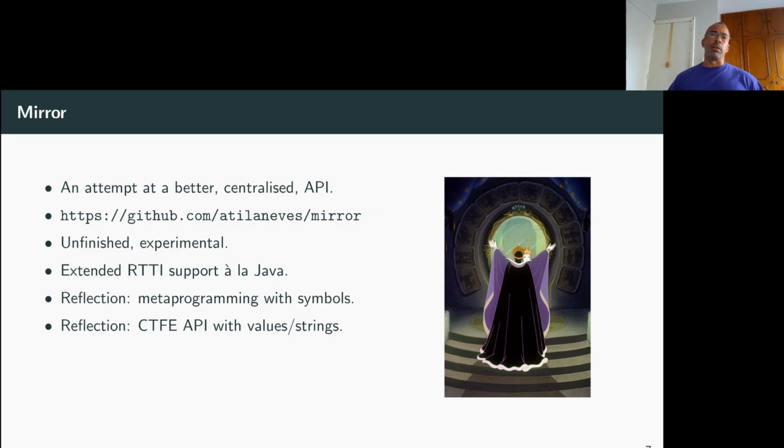And it does basically 3 things. It provides some extended RTTI support for D, which kind of looks like Java's runtime reflection. And it does compile time reflection in 2 ways. The first one is traditional with metaprogramming and symbols. And the second one, which is the really new thing here, except for the better API for the first one, a CTFE API with values and strings, so just regular values, just structs with strings within them, or other structs with strings. So let's look at each of these in turn.